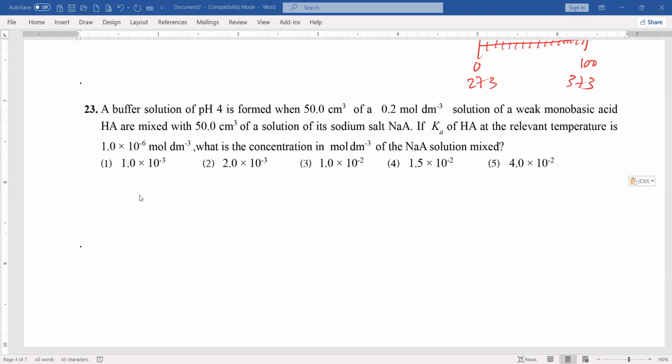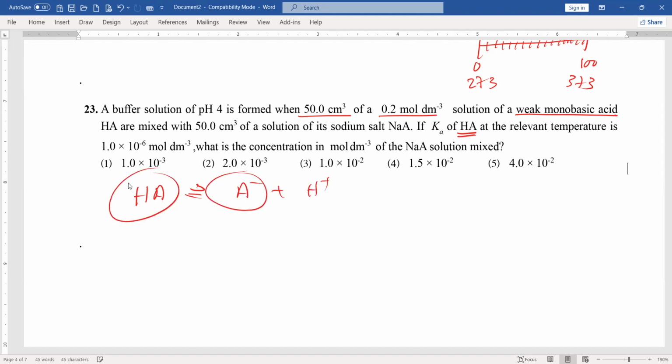A buffer solution of pH 4 is formed when 50 cubic centimeters of 0.2 weak monobasic acid, I will take it as HA, yes, they have taken as HA, is mixed with 50 cubic centimeters of its sodium salt solution. If Ka of this HA at the relevant temperature is 1 in 10 power minus 6, what is the concentration of NaA solution mixed?